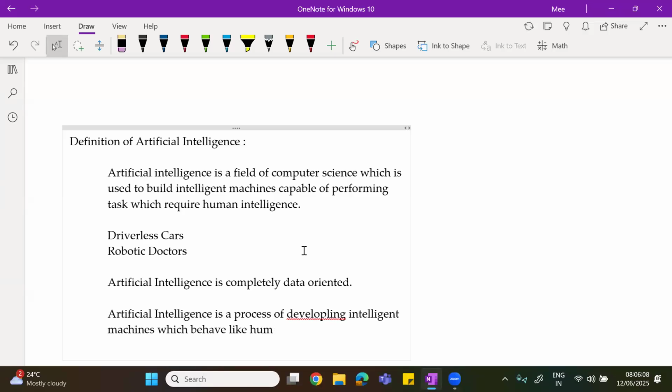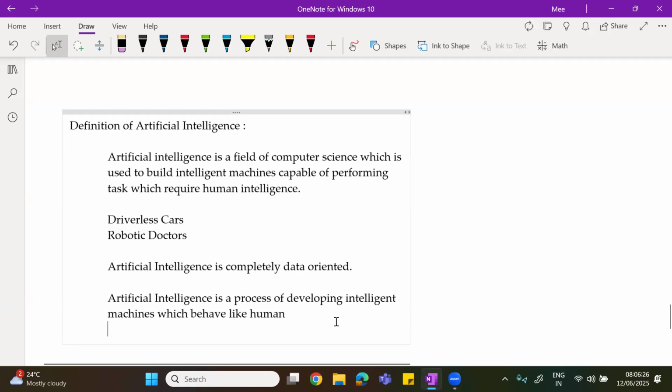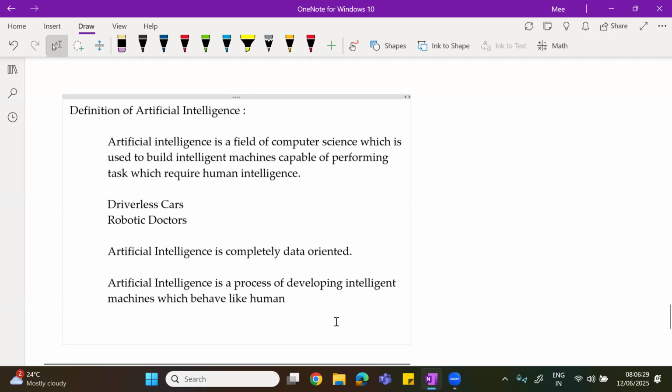Human. Now here, why always human? Because human is the most intelligent living creature on the earth. That's why we are comparing it with this. And again, this term, artificial intelligence, was first coined, meaning first time it was used, by a gentleman called John McCarthy.